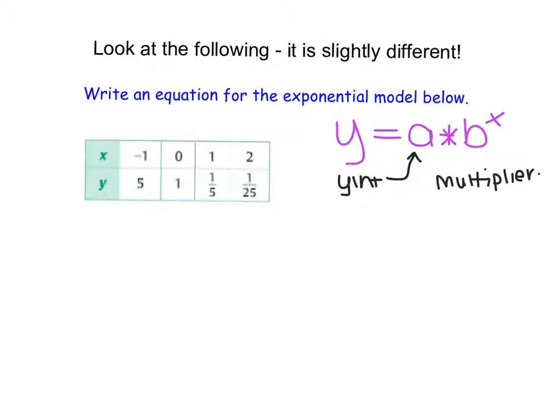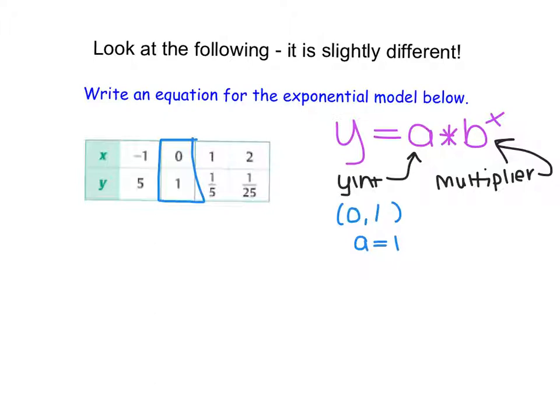So let's see if we can determine any of this information from the picture of the table that we see. To start, what I remember is that my y-intercept point is going to be when x is 0 and y is a number. And what I notice here is that when x is 0, y is 1. And so as a result, I know that my a value is equal to 1.